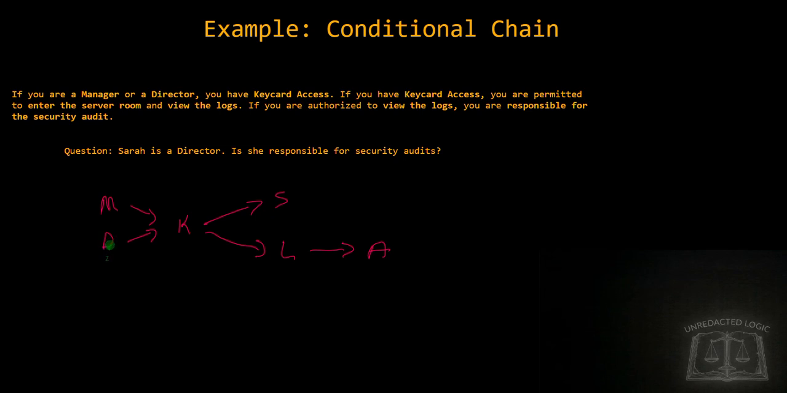Because if D is true, we move across that arrow. That means K has to be true. That means L has to be true. That means that A has to be true. That's what the question is discussing. We can also say that the S is true. That's a valid inference. It's just not what the question is asking.